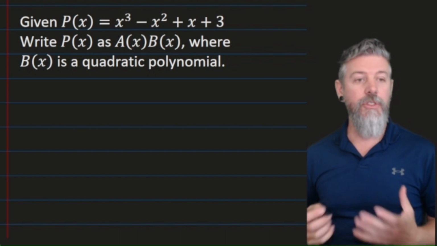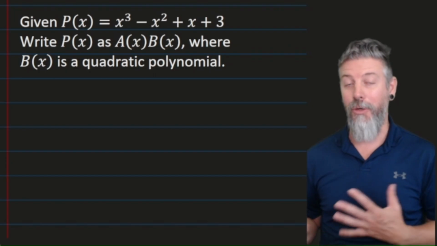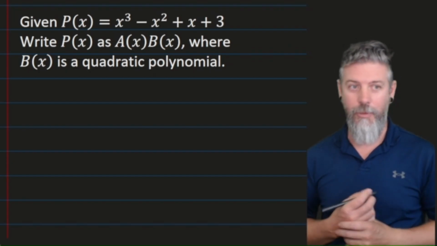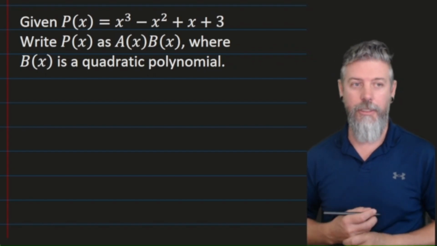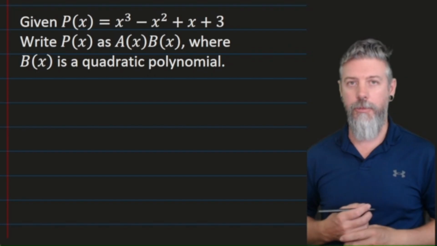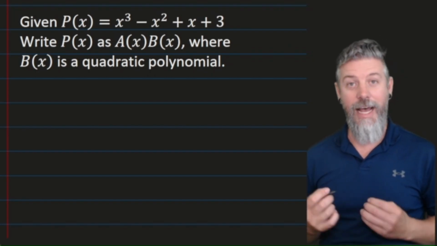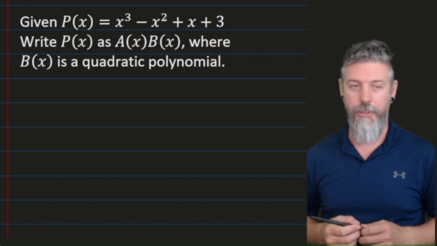Now, I'm using a question to teach concepts here, so my answer is going to be quite long because I still want to teach the concepts as we go, but obviously in the end we want to try and get an answer to this question. Okay, so what is the question? Given that p of x is x cubed minus x squared plus x plus 3, write p of x as a of x times b of x, where b of x is a quadratic polynomial.